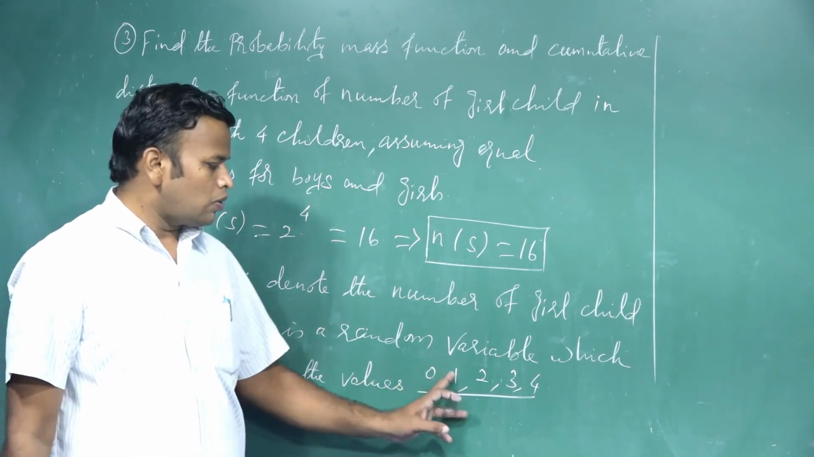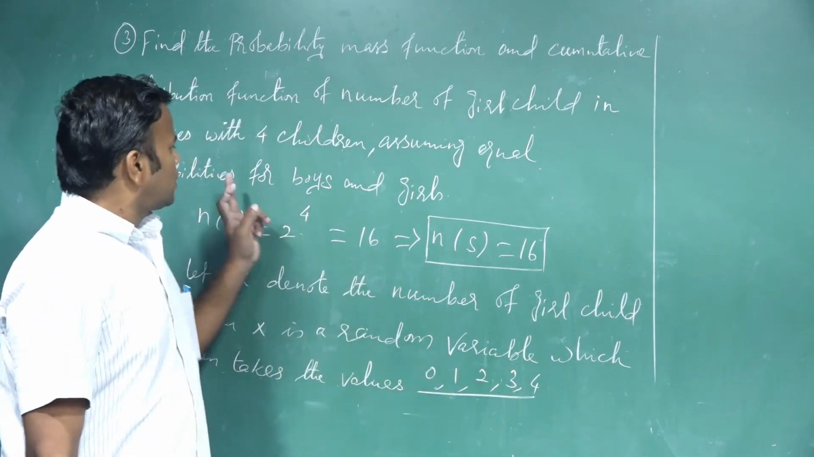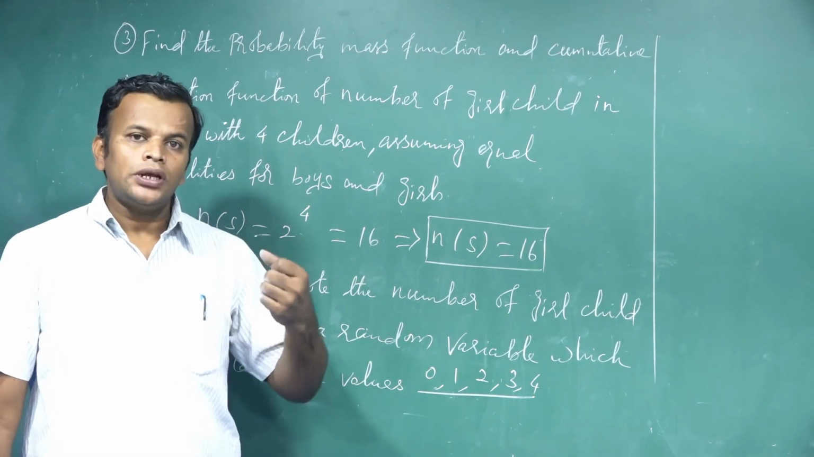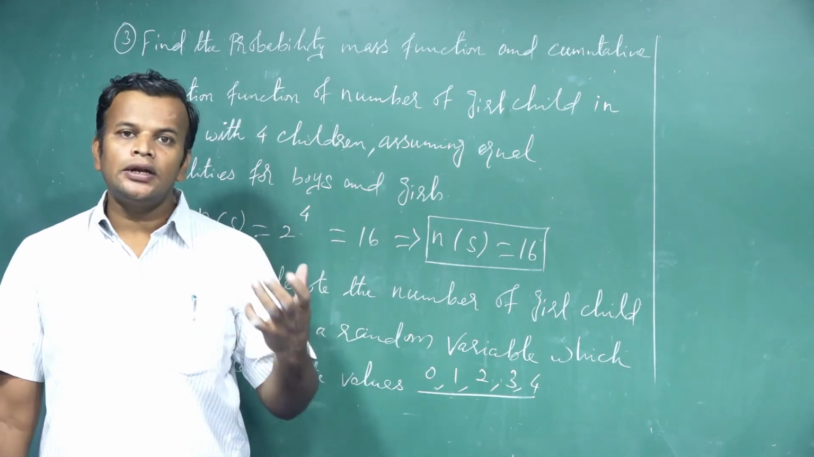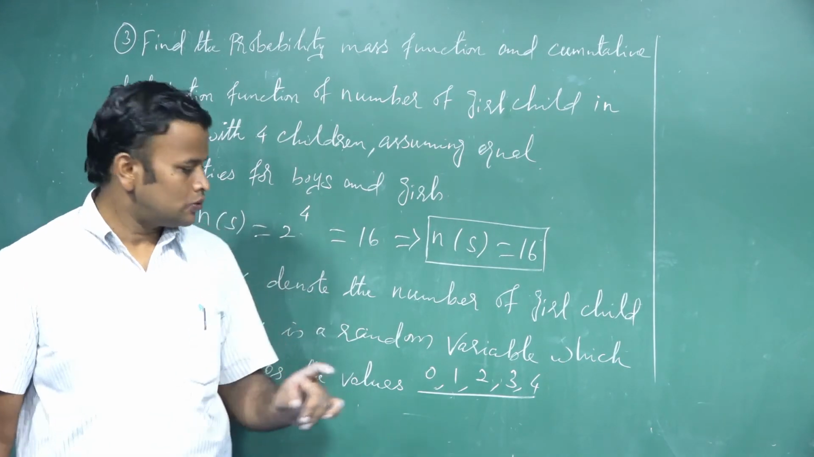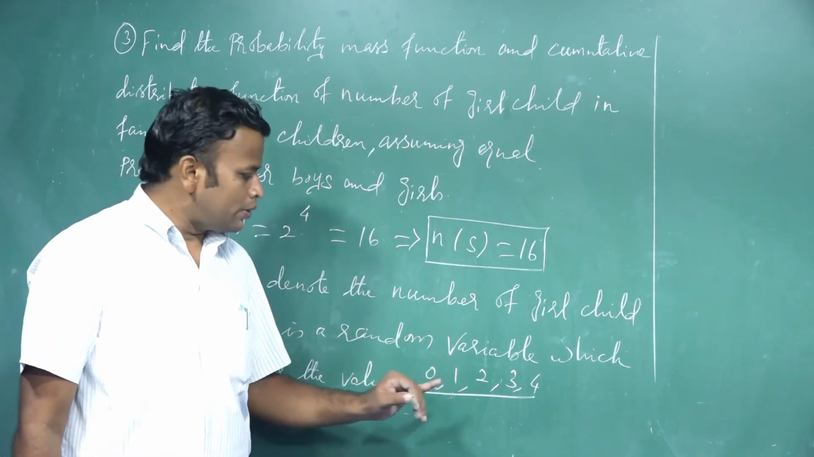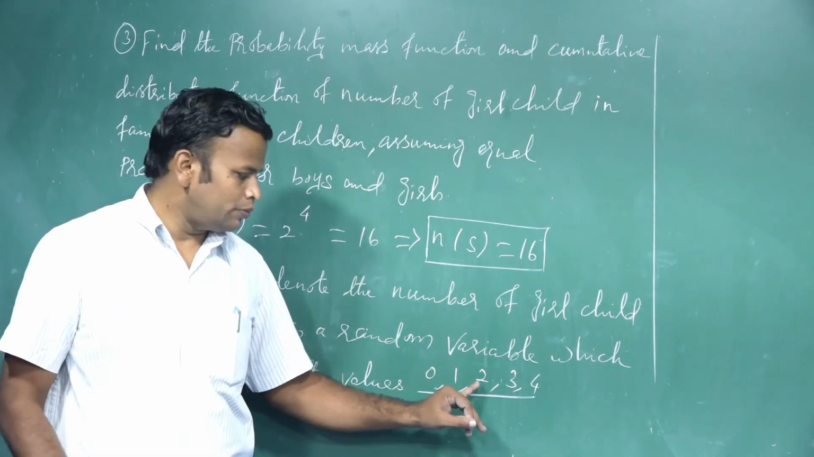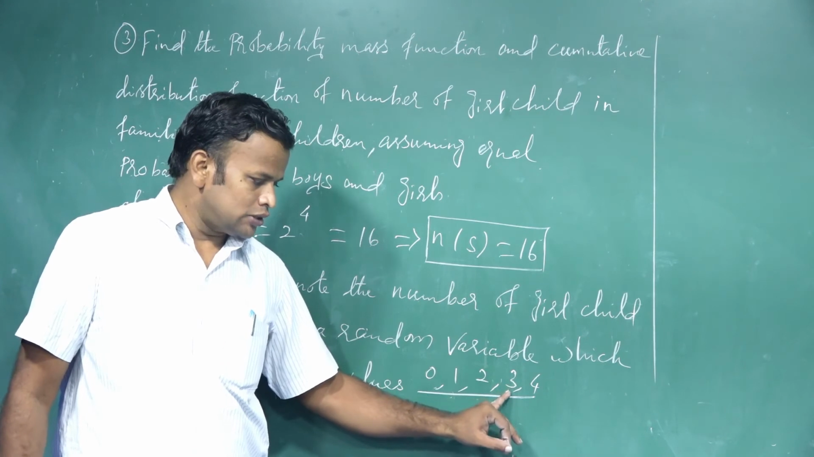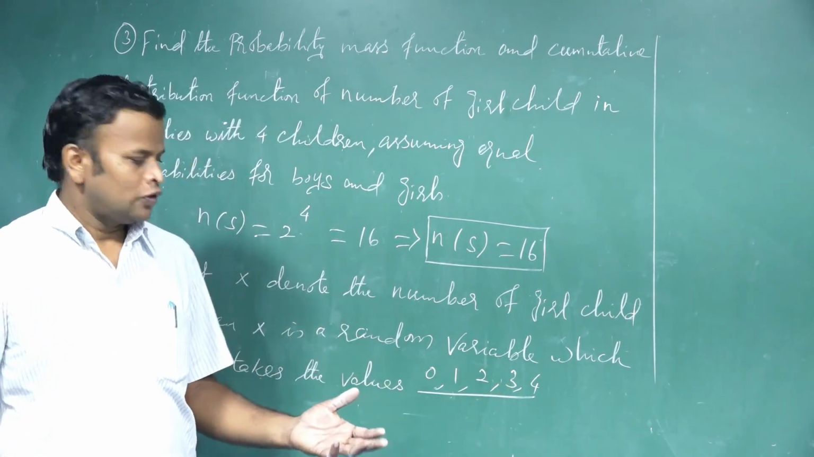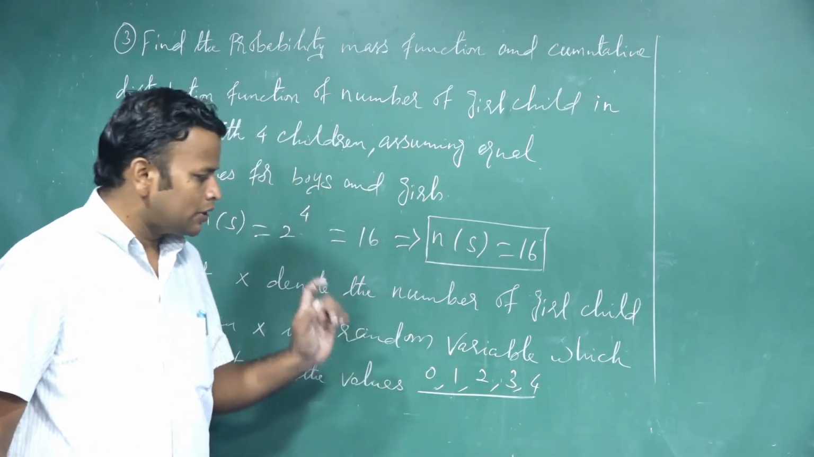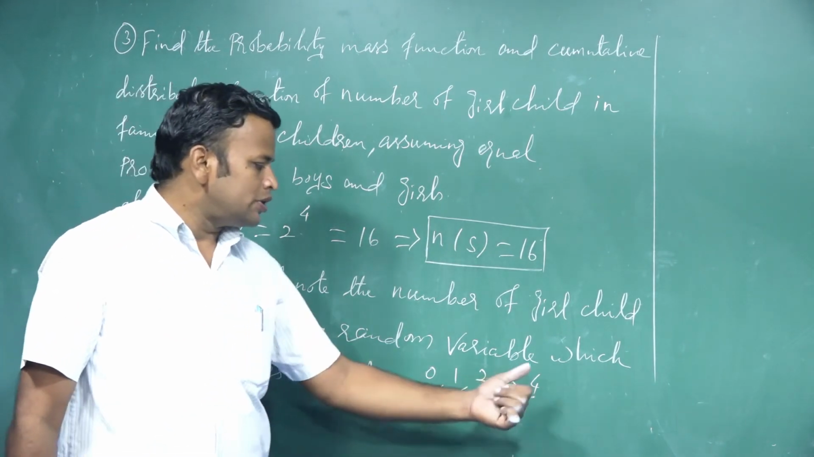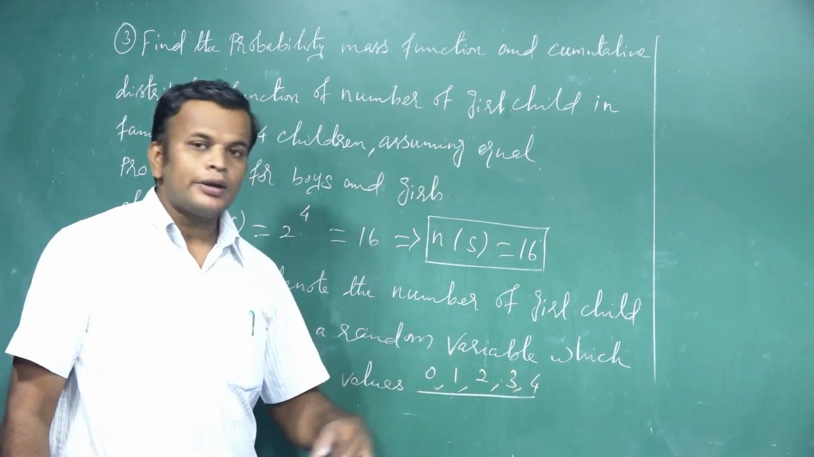How to write 0, 1, 2, 3, 4? In 4 children, we are picking children. 2, 3, 4. In all 4 children, a girl will not come. It's one possibility, so that value is 0. 1 means out of 4 children, 1 girl is a chance. 2 means 2 girls, 3 means 3 girls, and 4 means 4 girls. So these are the values of the random variable. The first step is to find the random variable values. The next step is to find the probability of each and every random variable value.